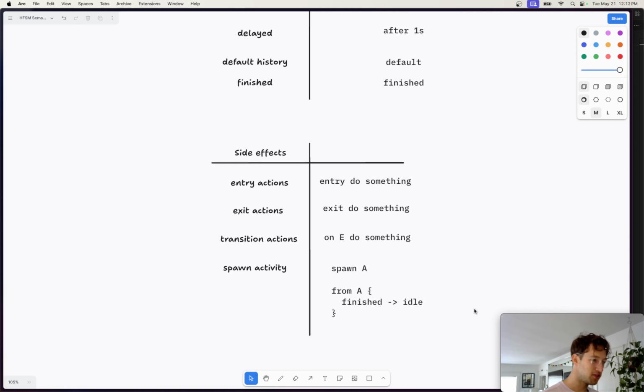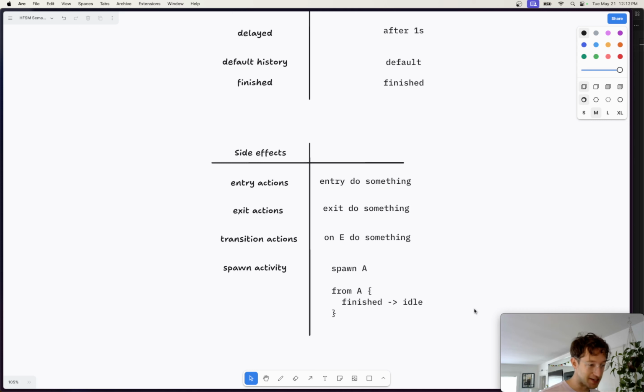And then the other type of side effect that we have is what we're calling spawning an activity. In SCXML, this is typically called invoking a service. In XState, the newest version of XState, this is spawning an actor.